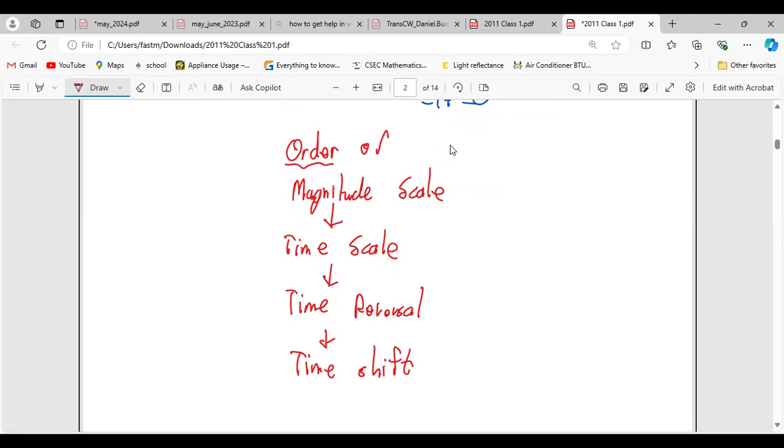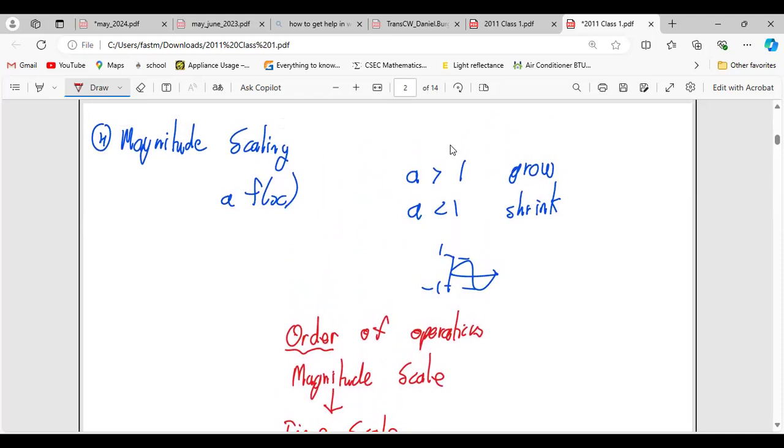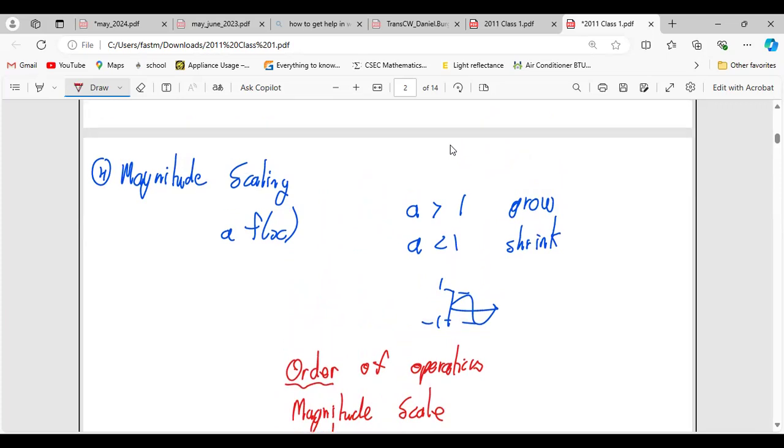So the order of operation, there's something you have to remember. Depending on what you have, they will know which ones you have to do first, second, third, fourth, etc. Any questions on that?